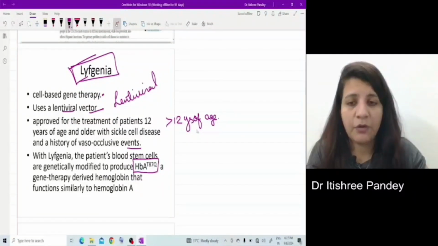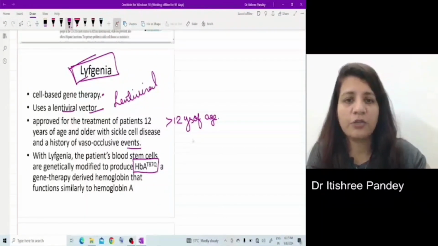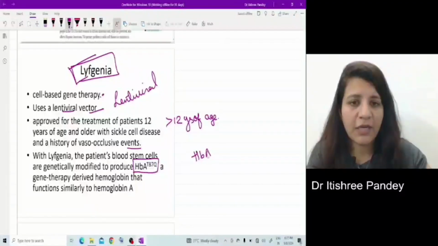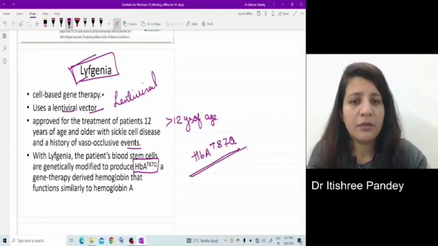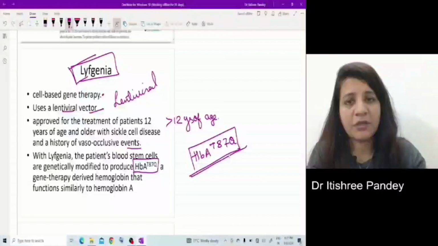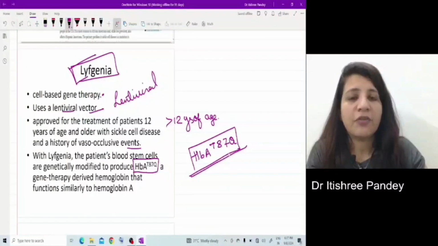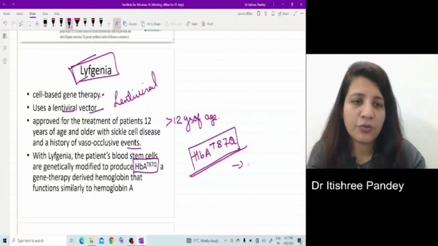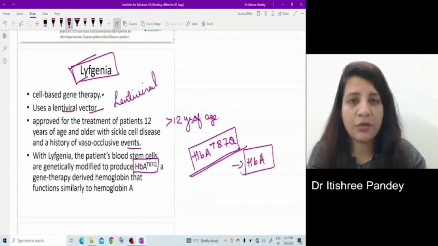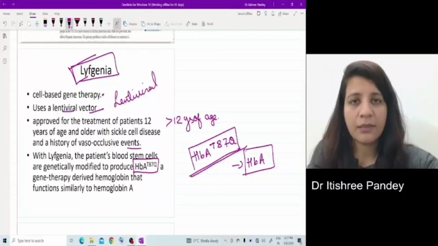The principle of Lyfgenia is that the patient's blood stem cells are genetically modified to produce HbA-T87Q, a gene therapy derived hemoglobin that functions similarly to hemoglobin A. Hence, there would be less deoxygenated HbS in the body.